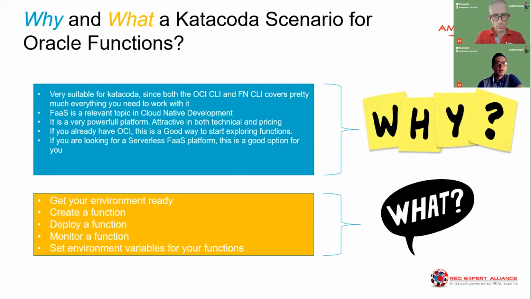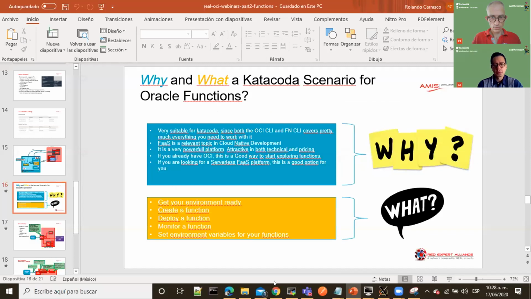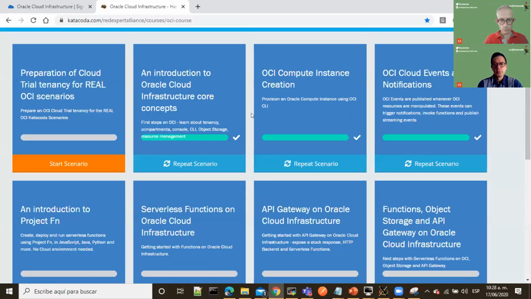And what? Well, we are going to get ready for the environment. We are going to prepare the environment for you within the Katacoda scenario. You are going to create a function. You are going to deploy the function to OCI. You are going to monitor the function, and you will set some environment variables for your function to get executed, which is something pretty cool, I think. So I think we are ready to go straight to the scenario.